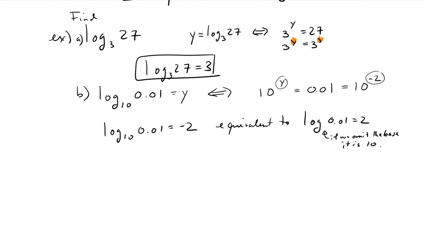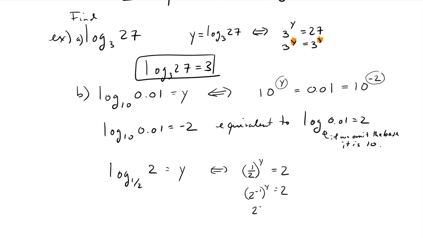Let's do another one. Log in base 1/2 of 2. So again, we can make that equal to y. And then we say, okay, y is the exponent to which I raise 1/2 in order to get 2. Now at this point, I'd like to have the same base on both sides to compare exponents. So I could say, oh, actually, 1/2, this is 2 to the minus 1.